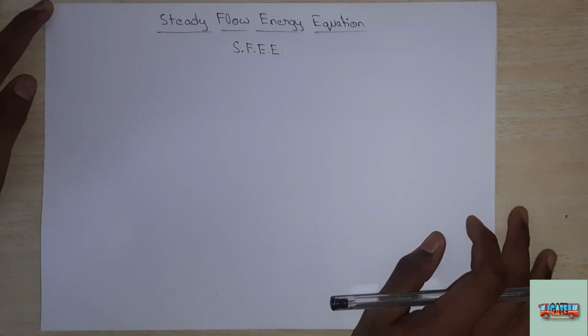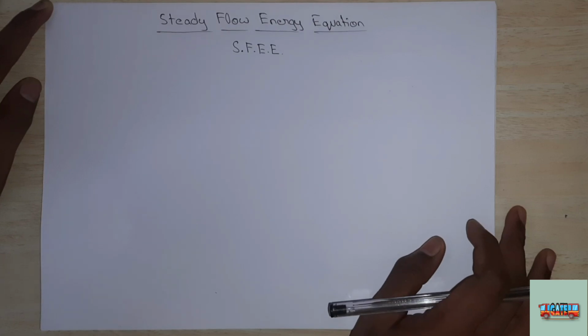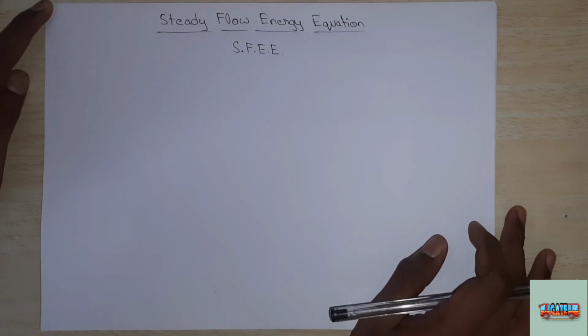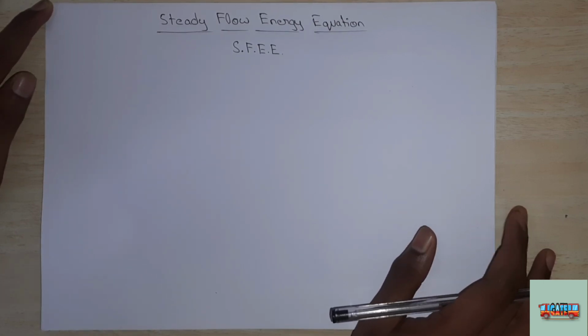So hello guys, today's topic is steady flow energy equation. So we all know what is a steady flow process. Steady flow means that the rate of flow of mass and energy across the control surface are constant.